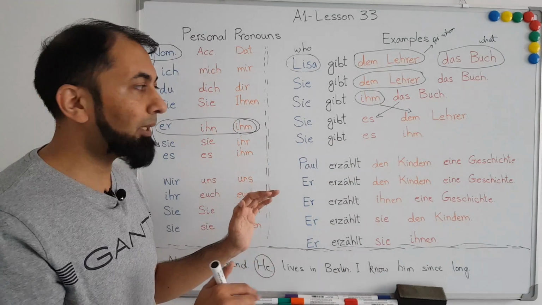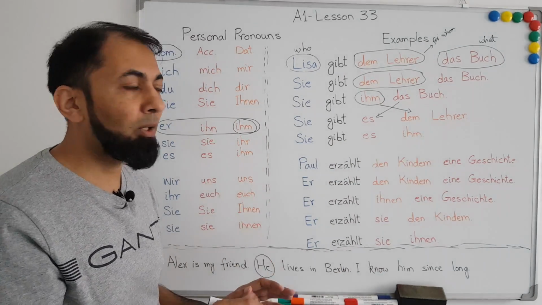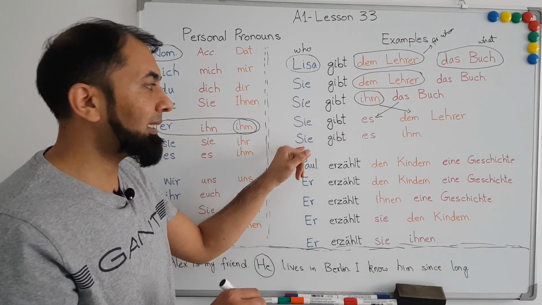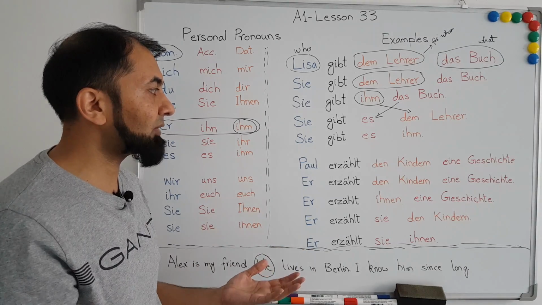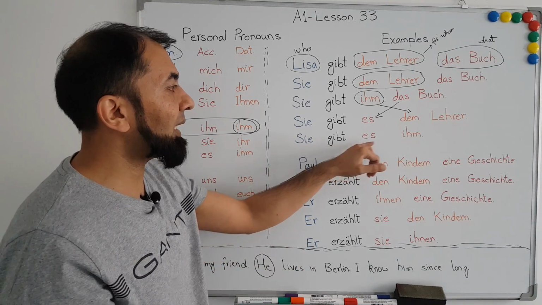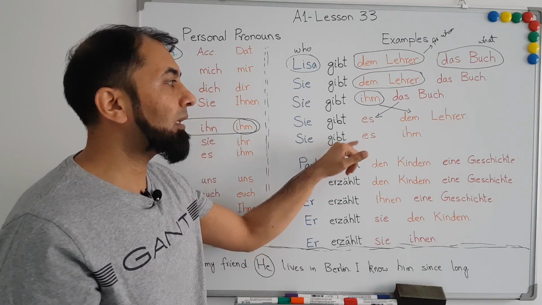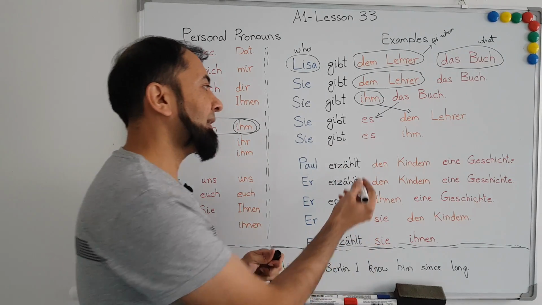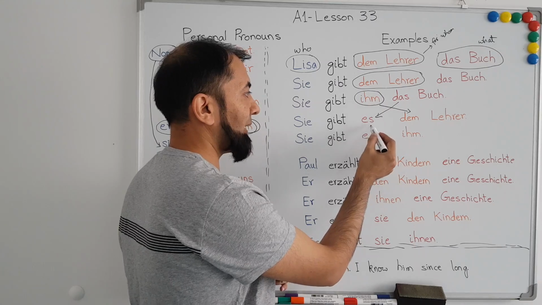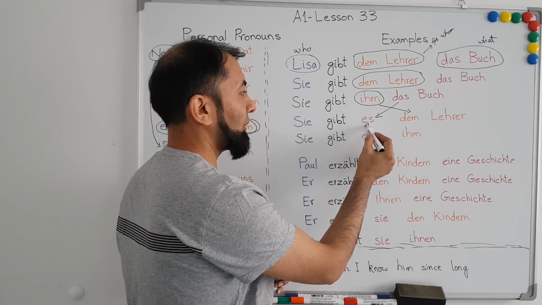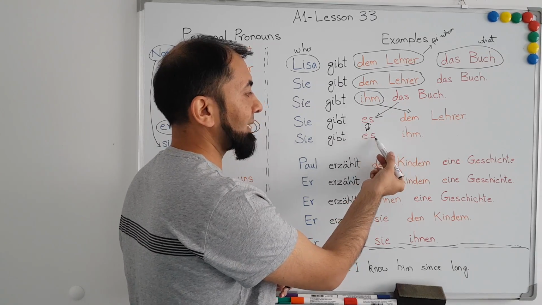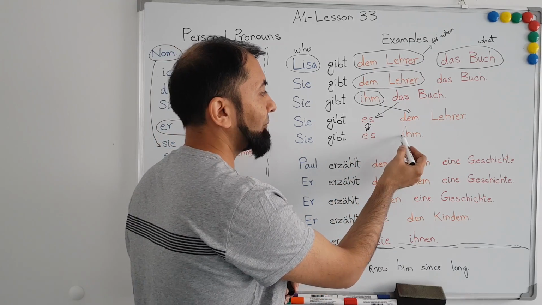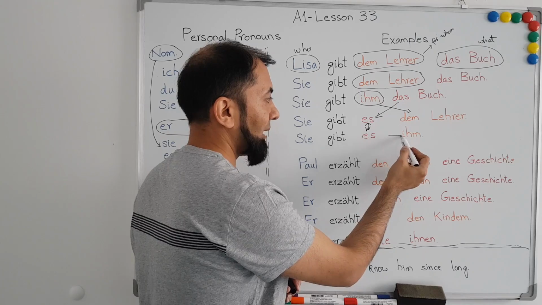In the next example, we will use personal pronouns for all three nouns that we had here and see what the sequence of the sentence is. Sie gibt es ihm. She gives it to him. Now here in this sentence again the sequence will remain as it is. So the direct object will come soon after the conjugated verb, and the dative will come after the accusative.